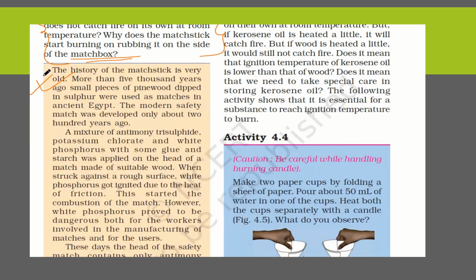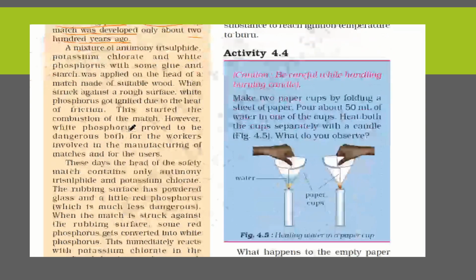So here we are back with the history of the matchstick. The history of the matchstick is very old, more than 5,000 years ago. Small pieces of pine wood dipped in sulfur were used as matches in ancient Egypt. So Egyptians used to dip small pieces of pine wood in sulfur, and the modern safety match was developed only about 200 years ago. So what is happening here? What is the chemistry behind a matchstick?